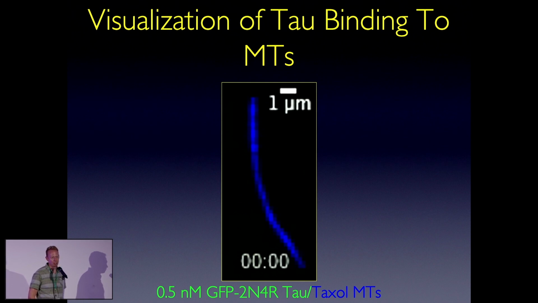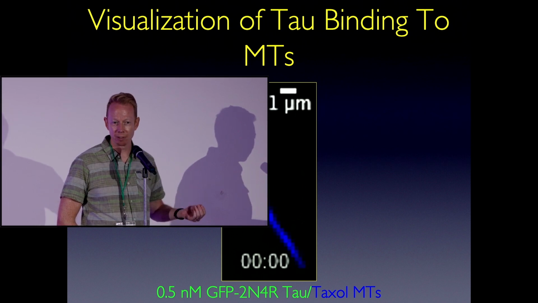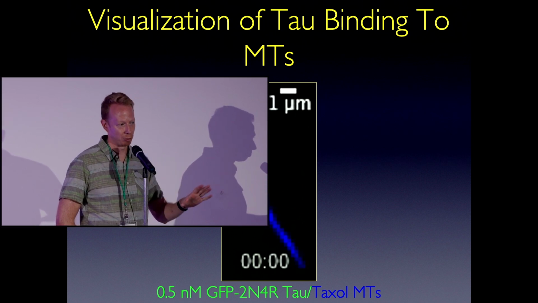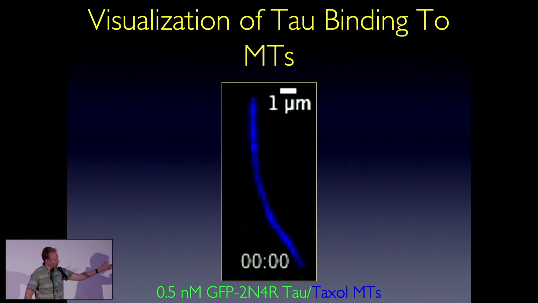So what we do in our lab is we study microtubules and MAPs, and tau in particular, in vitro, meaning that we take proteins outside of cells and we have complete control over what we do with those proteins in a test tube. And so what I'm showing you here is a microtubule that we have taken and put on a glass slide. So there's no cells involved here. It's just a single microtubule.